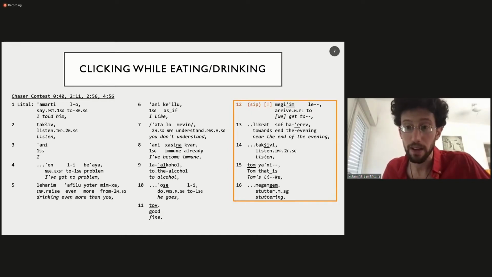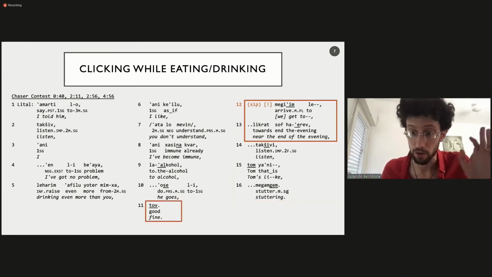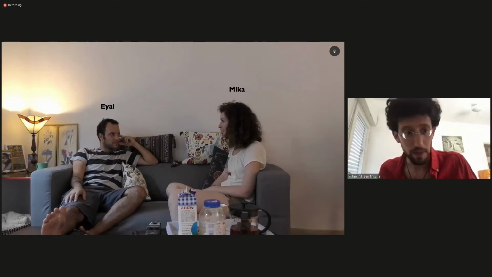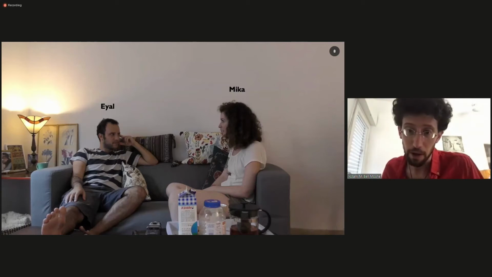Note that the sip and the click are far from being the sole indications of this transition. We mentioned the sequence closing discourse marker Tov and the setup for the next episode of the story. The sipping is just one of several cues. And let's move on to clicks produced when there is no eating or drinking to be managed alongside talk. In this excerpt, Mika is telling Yael about a night when her sleep was repeatedly disturbed by her noisy upstairs neighbor.